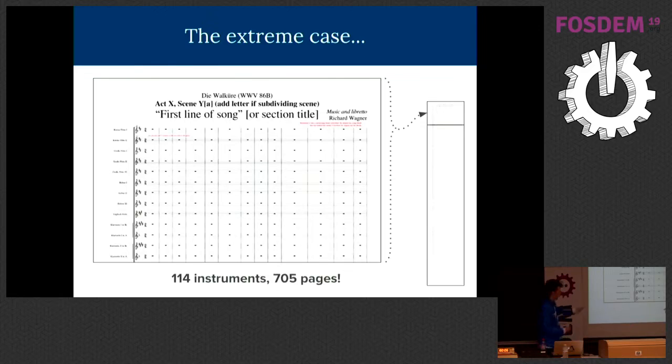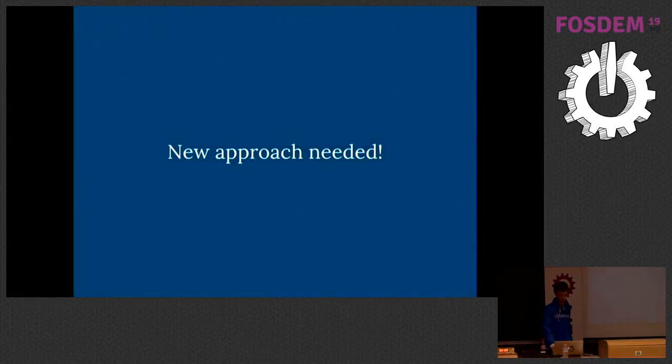And so there's instruments here like clarinets in A and clarinets in B flat and so on. There's all the different keys. And the score itself is over 700 pages long. So this posed a significant challenge. And because of the burden of creating these templates, we needed to adopt a new approach.